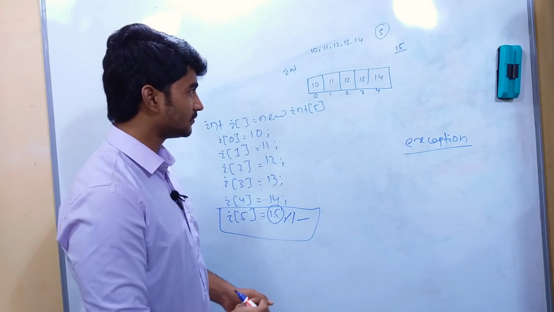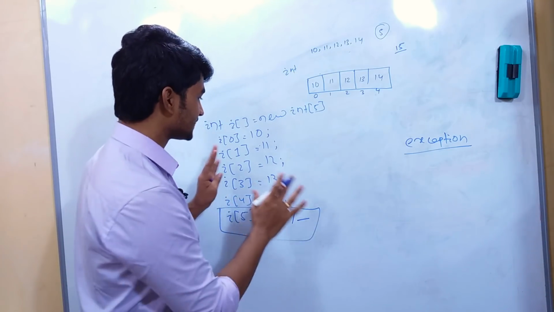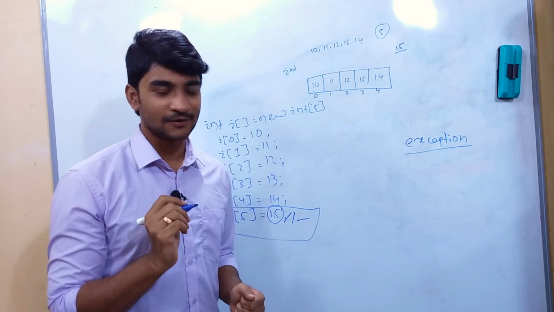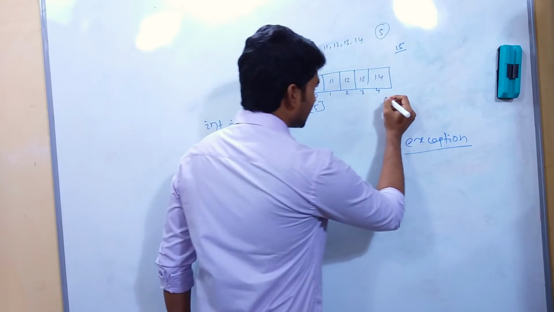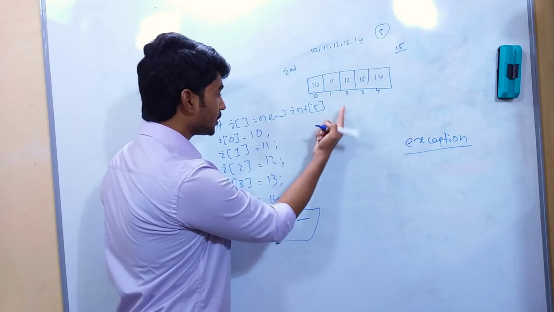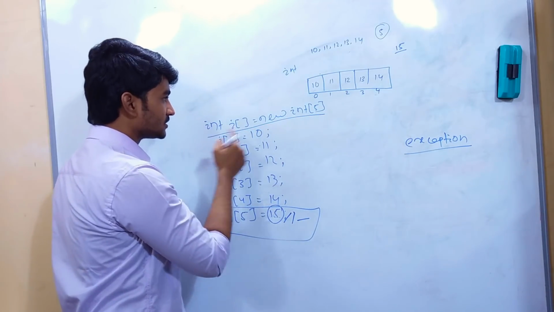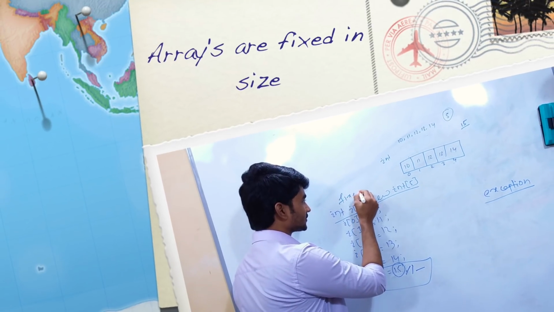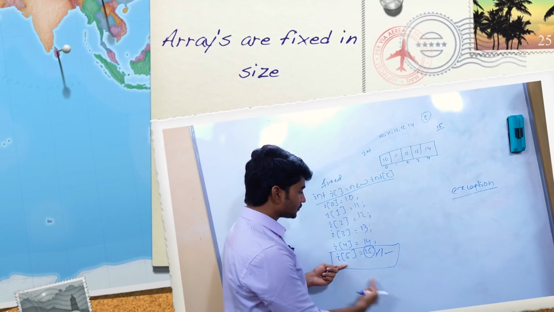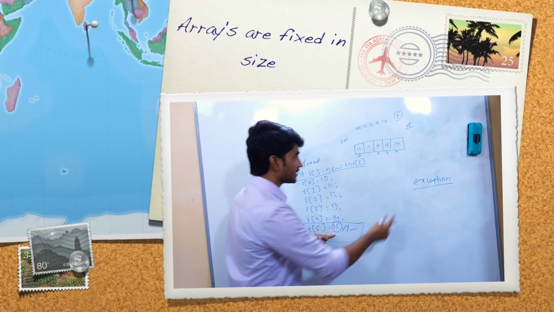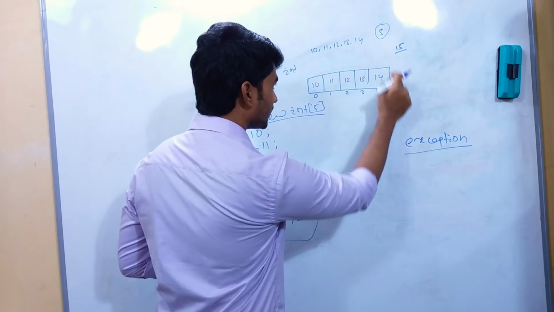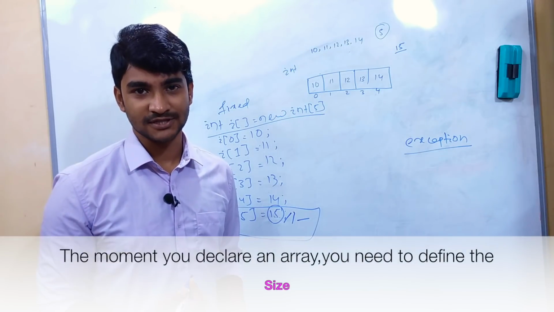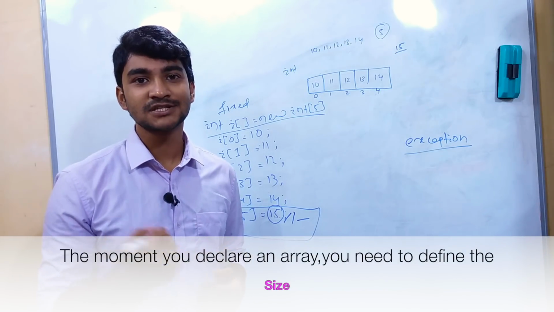Why am I saying all these things to you? One thing I want you to realize: the moment you declare an array, the size of the array is fixed. This is fixed in size. If you insert any elements when all the indexes are full, at that time you are going to get an ArrayIndexOutOfBoundsException. So arrays are fixed in size.